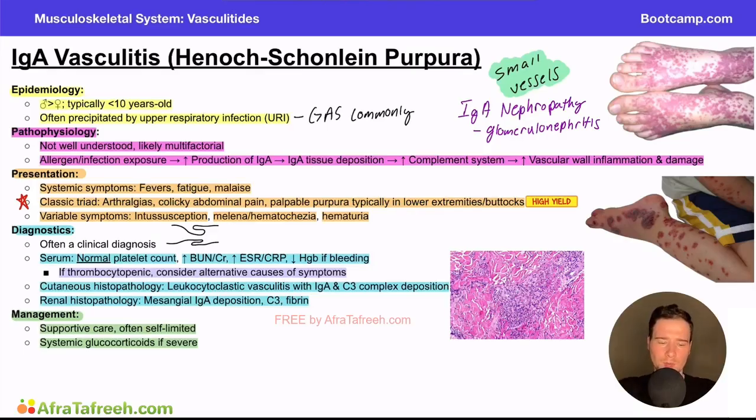So just to quickly summarize this video, IgA vasculitis, formerly called Henoch-Schönlein purpura, typically going to present in younger patients, often after a URI.